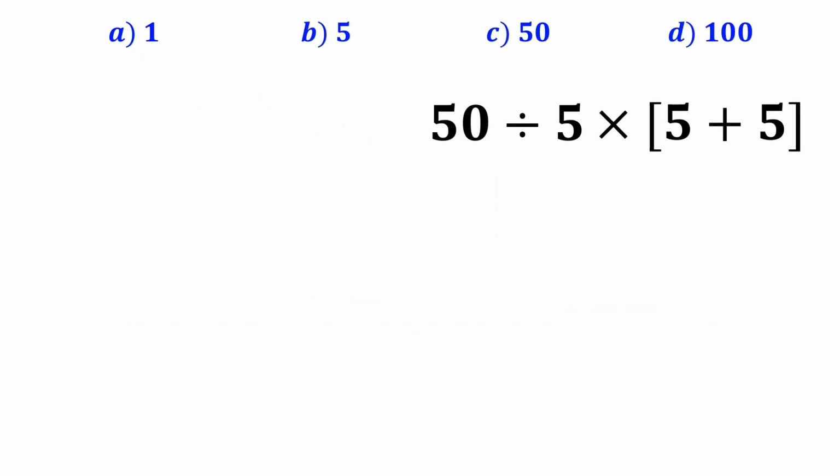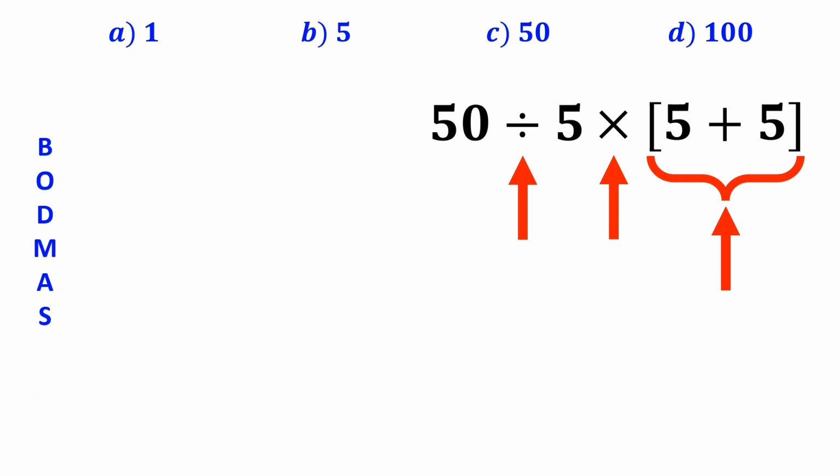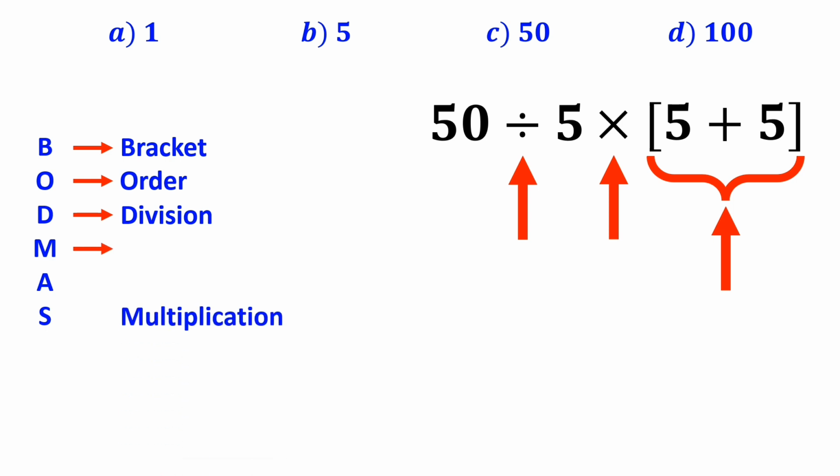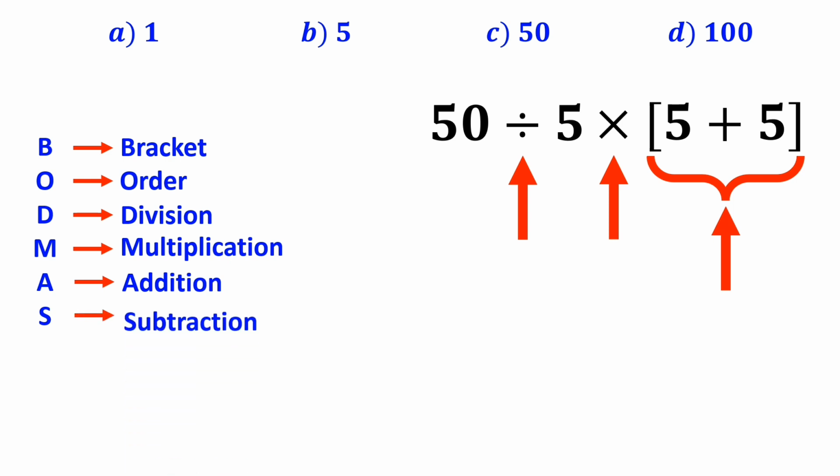Now let me explain step by step how we should solve this question. As you can see on the screen, in this expression we have a division sign, followed by a multiplication and then a bracket. To solve this expression, we need to use the BODMAS rule. In this rule, B stands for bracket, O stands for order, D stands for division, M stands for multiplication, A stands for addition, and S stands for subtraction. We need to perform these operations in order from top to bottom.